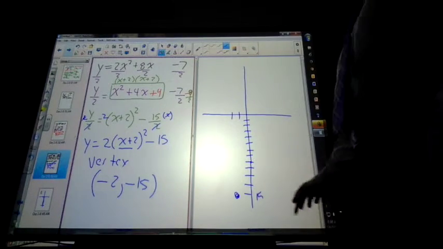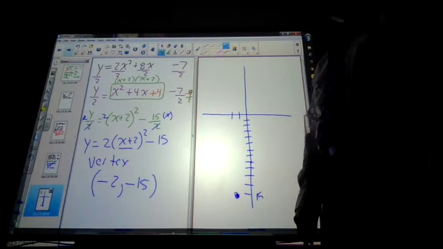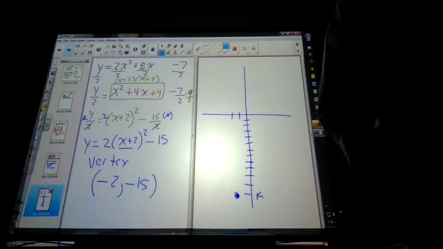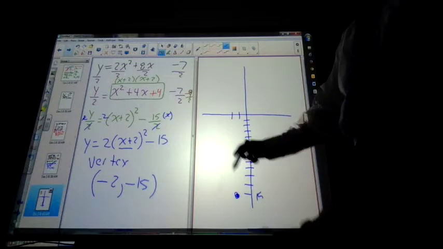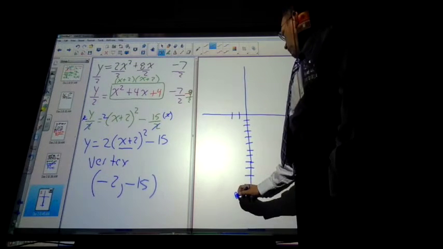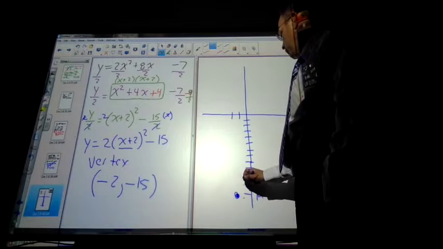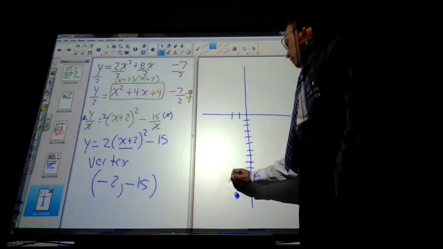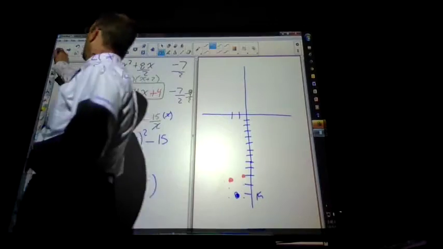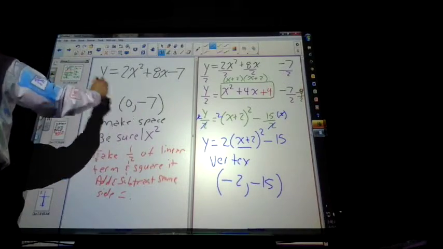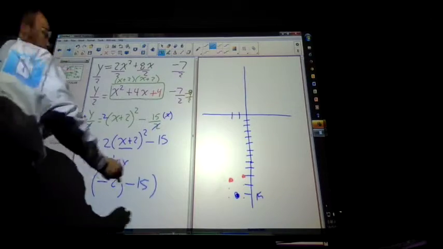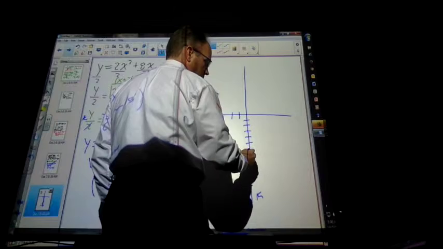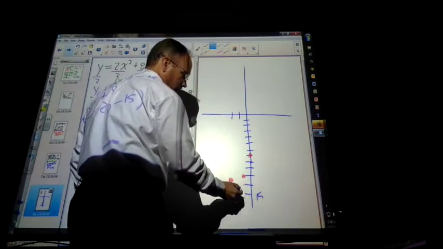Okay? So negative 2, negative 15. How fast is this parabola going to grow? How much? Twice as fast. So for my vertex, I'm going to go right 1, up 2. From the vertex, I'm going to go left 1, up 2. I think a board back, I showed that my y-intercept is 0, negative 7. So 0, negative 7. Here's my parabola.